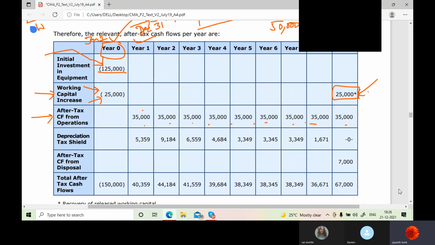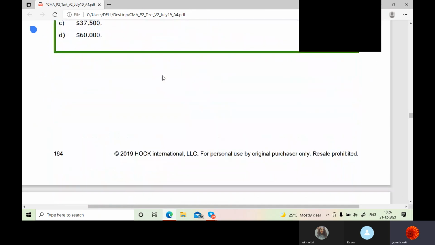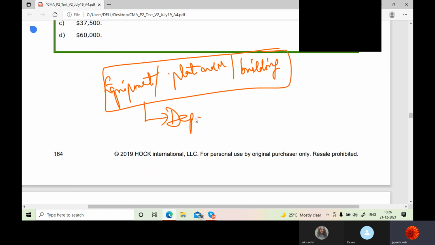See, when you invest your money in capital projects, that means the projects which require huge capital and the projects whereby you are buying some equipment, plant and machinery, building, etc. There would be a capital cost. That is nothing but the depreciation, if I'm not wrong. Yes, please tell me yes or no.